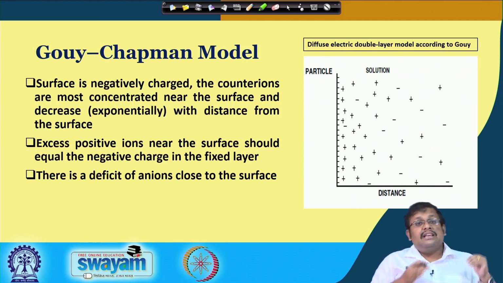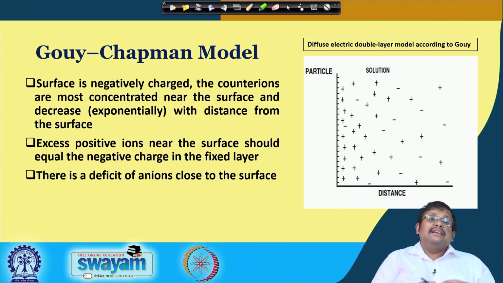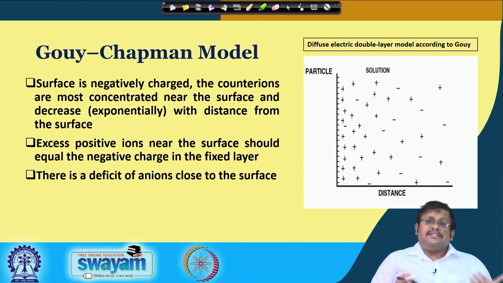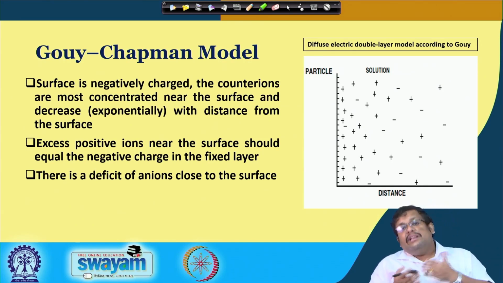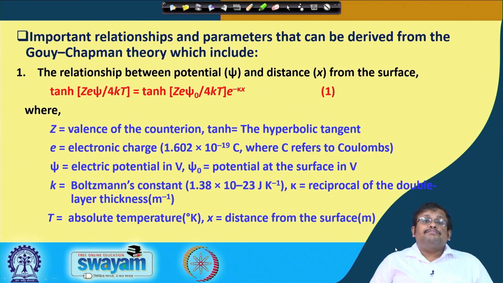It is very important: we can see exponential decay in the concentration of the positive charge with distance from the surface. The excess of positive ions near the surface should equal the negative charge of the fixed layer, and then there is a deficit of anions close to the surface. Obviously, since the surface itself is negatively charged, there will be repulsion. So, there will be a deficit of anions close to the surface.